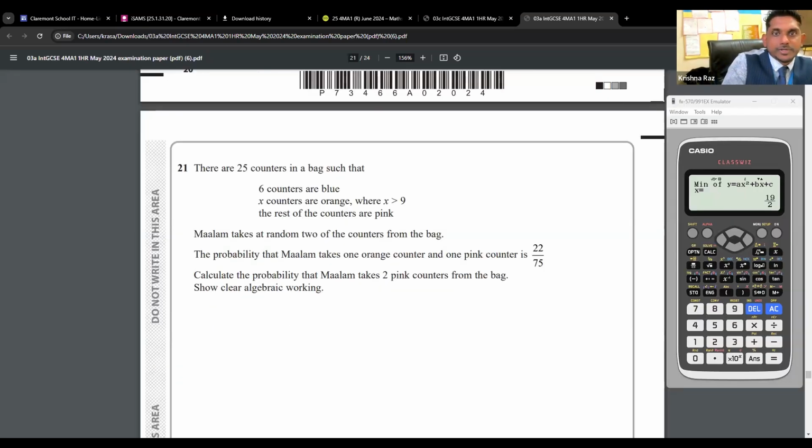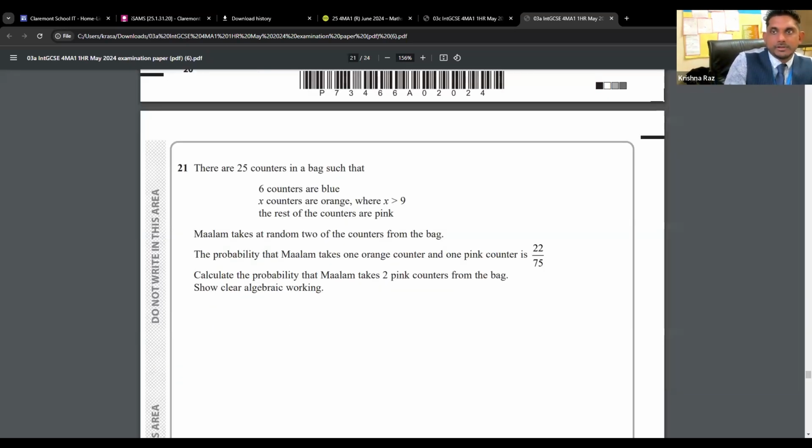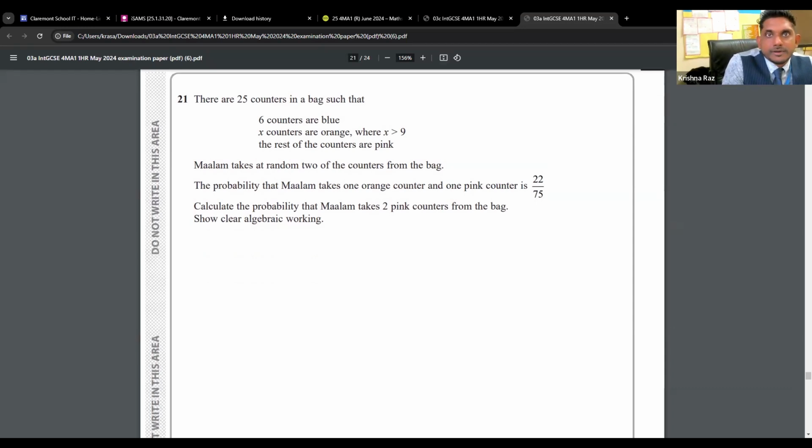Okay, so now let's look at question 21. So the 25 counters in the bag. So blue, we have 6. Orange, there are x counters, and pink is the rest. So pink must be 25 minus 6 minus x, which is 19 minus x. Yeah?